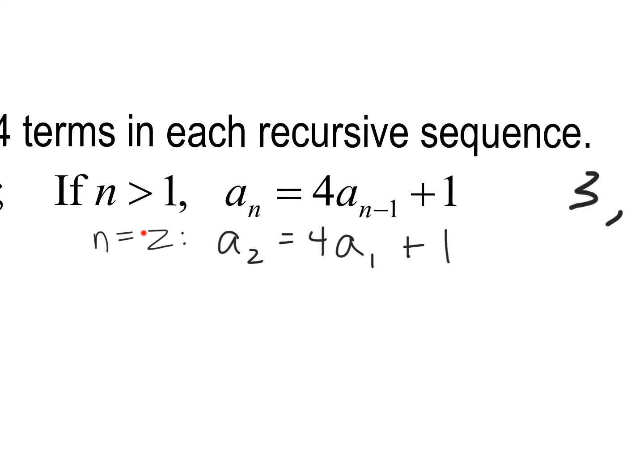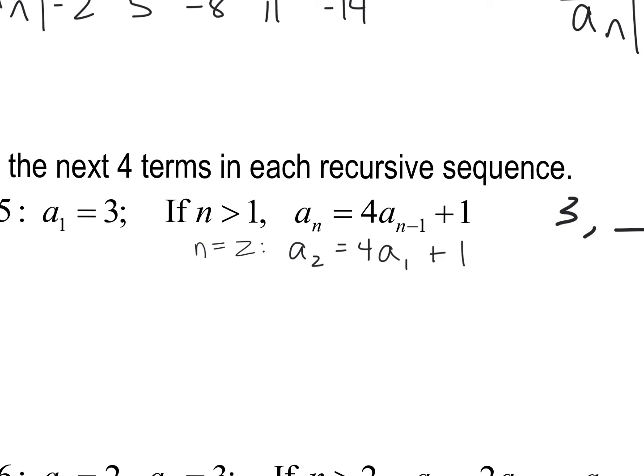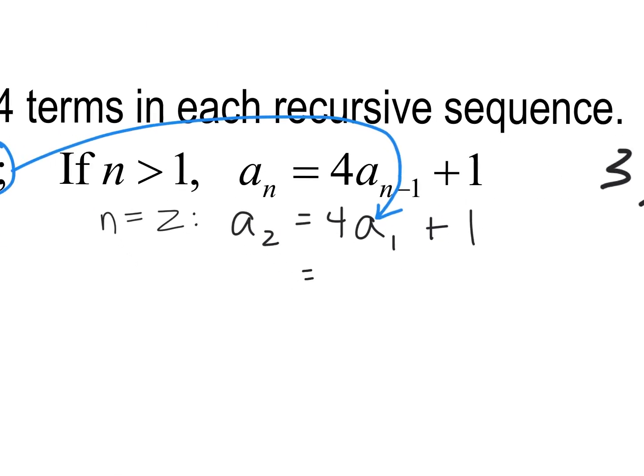So all I did is I plugged in 2 here and here. 2 minus 1 is 1. Okay, and I know that this a sub 1 is 3. Plug that in right there. So that means that I'm going to get 4 times 3 plus 1, which is 13.